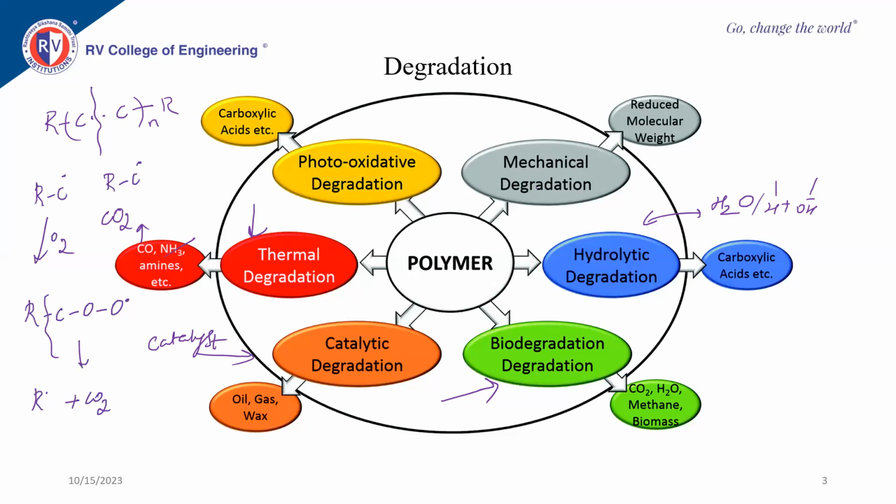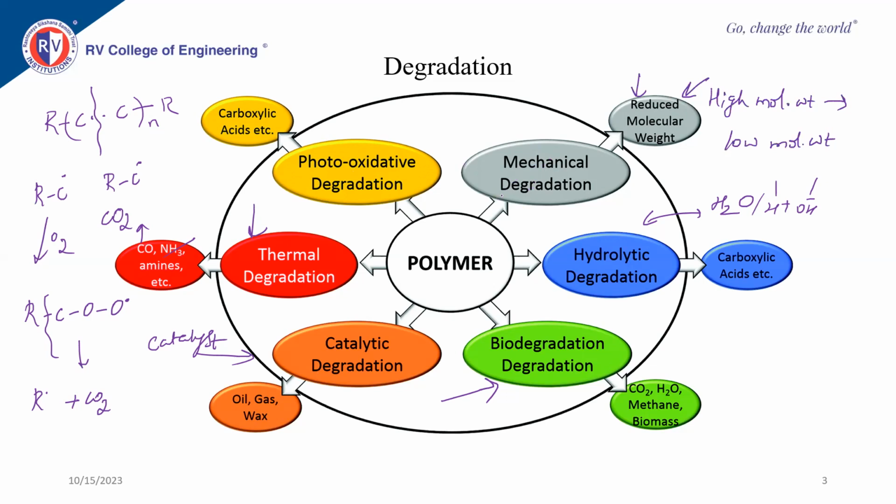Now mechanical degradation. In this case, you can clearly observe that you have reduced molecular weight. That means high molecular weight polymers transform to low molecular weight polymers. It will not result in complete degradation. So to achieve complete degradation, whatever reduced molecular weight you got here should be subjected to photooxidative, thermal, catalytic, or even hydrolytic degradation. Compared to these four processes, mechanical degradation doesn't result in complete degradation.